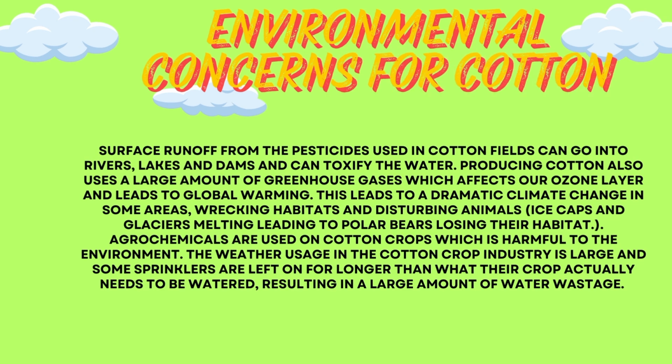Surface runoff from pesticides used in the cotton fields can go into rivers, lakes, and dams and can toxify the water. Producing cotton also uses a large amount of greenhouse gases, which affects our ozone layer and leads to global warming. This leads to dramatic climate change in some areas, wrecking habitats and disturbing animals. For example, ice caps and glaciers melting, leading to polar bears losing their habitat.